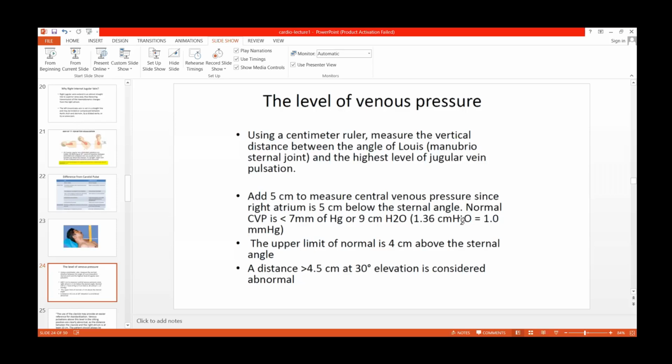And CVP should be less than 7 millimeter of mercury. Suppose it is 10 centimeter of blood, that means you have to divide it by 1.36, and it will give you the millimeter of mercury pressure. Okay. So upper limit of normal is 4 centimeter above the sternal angle.